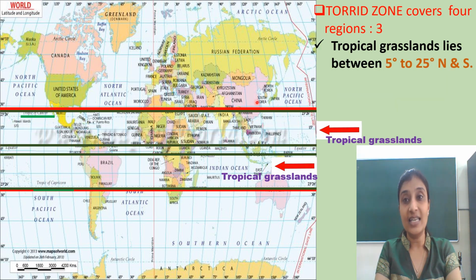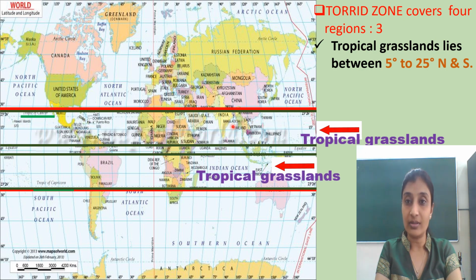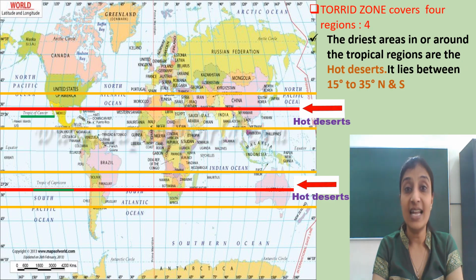The third region is the tropical grasslands. These areas lie between 5 degree to 25 degree north and south. Now let's have a look at the fourth region. The driest areas in or around the tropical regions are the hot deserts. It lies between 15 degree to 35 degree north and south. It lies in the torrid zone and also some areas around the torrid zone.